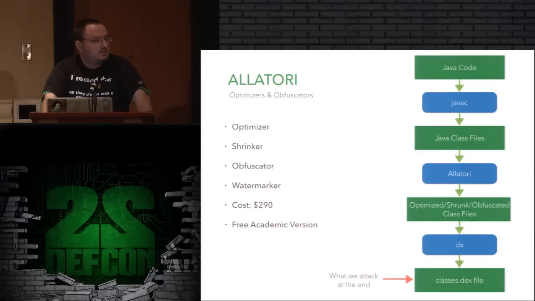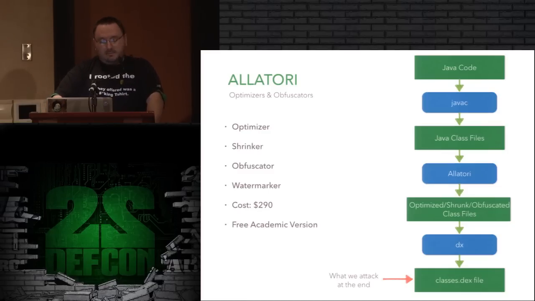Allatori is actually not as good as DexGuard, but I like it a lot better. I actually emailed the authors and they gave me a free license, which was really cool. If you have a .edu email and have an academic purpose, they'll kick you one. It's originally designed for just plain Java, but it works fine in Android Java. It's an optimizer, a shrinker, an obfuscator, and a watermarker. It's priced on the lower end at like $290, and again, free academic license. So if you have an edu email address, hit them up.